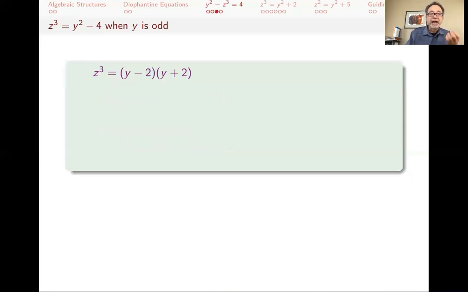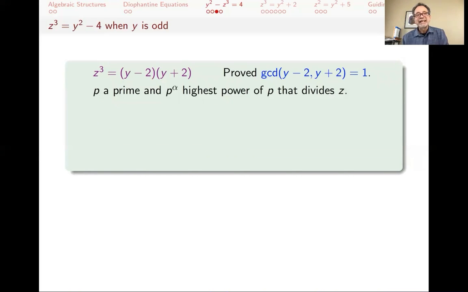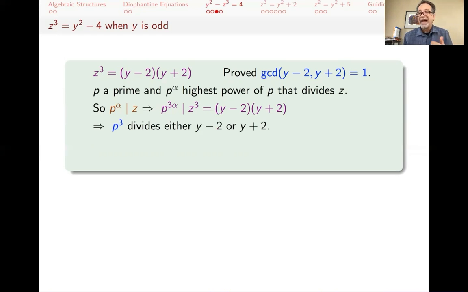So what? Again, we have z cubed equals y squared minus 4. We have factored it, and we know that the two factors are relatively prime. Say a prime divides z, and look at its highest power that divides. If p to the alpha divides z, then p to the 3 alpha will divide z cubed. And then that has to divide y minus 2 times y plus 2. But if p is going to divide y minus 2 times y plus 2, it's got to divide one of them. P is a prime. You can't split it up between the two factors. And because their greatest common divisor is 1, it can't divide both of them. So p to the 3 alpha actually will have to divide y minus 2 or y plus 2.